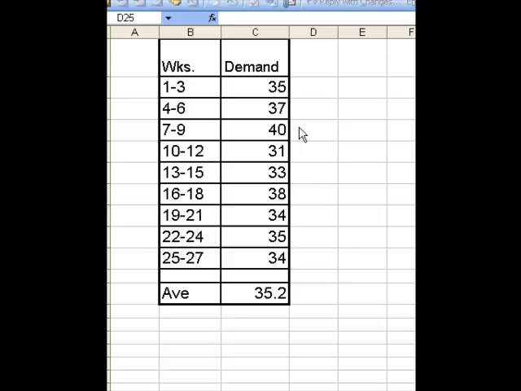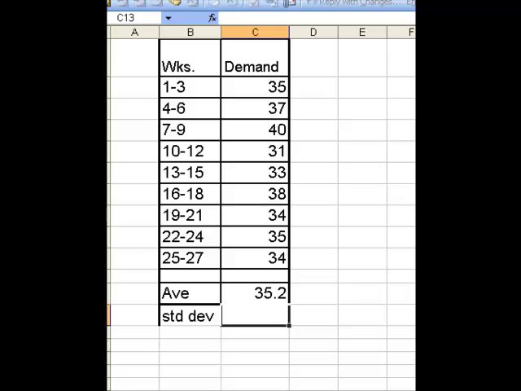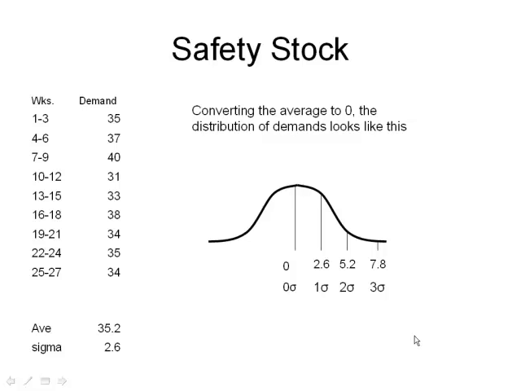So here I've typed my information into Excel, and you can see I've also computed the average using Excel's average function. But I can also compute the standard deviation. To do that, I can simply use the standard deviation for the population formula, STDEVP, of this range of numbers, and that's going to give me a standard deviation of about 2.6, 2.57, let's just call it 2.6. So now I've figured out my standard deviation.